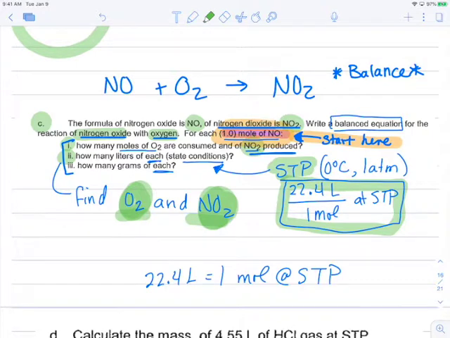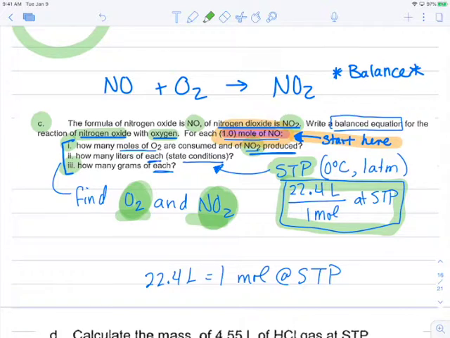All right, so now let's talk about part 3. Part 3 says how many grams of each. So here you're going back to part 1 again. You know how many moles, and you're just using your molar mass to go from moles to grams.